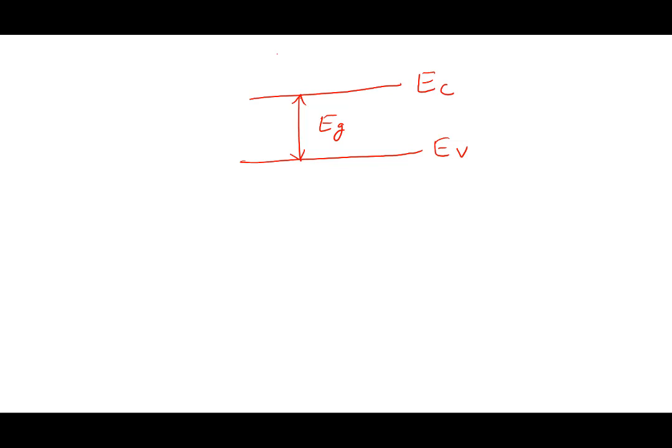Fine, so what do we do next? We know that there are bands in semiconductors. The bands which are of interest are the valence band and the conduction band, and there's a gap between them. What is next? So where do we go from here? Okay, so we have EC, EV, and we have EG. Where do we go from this point?